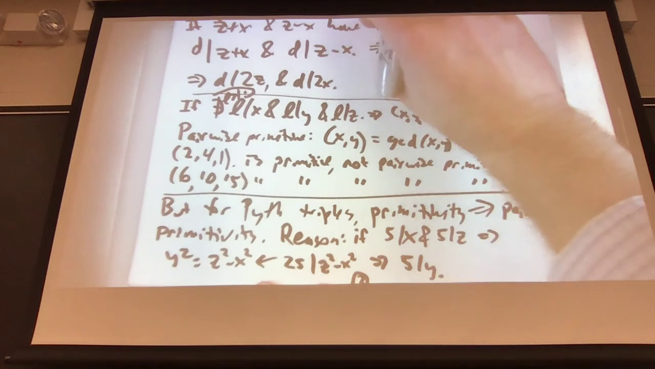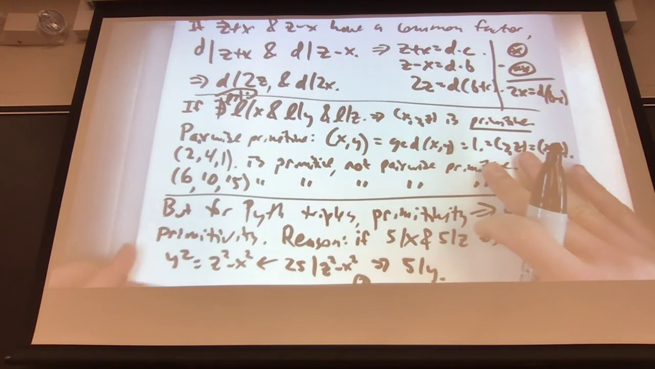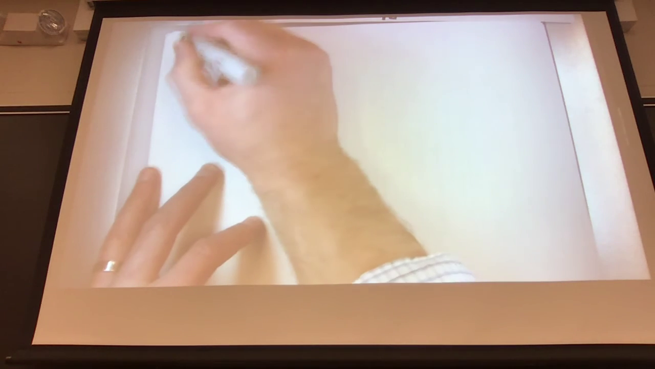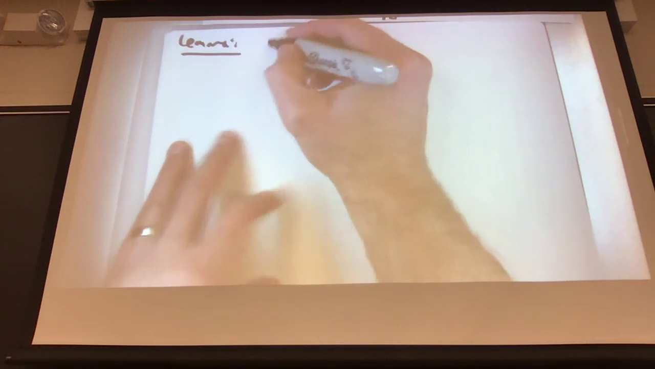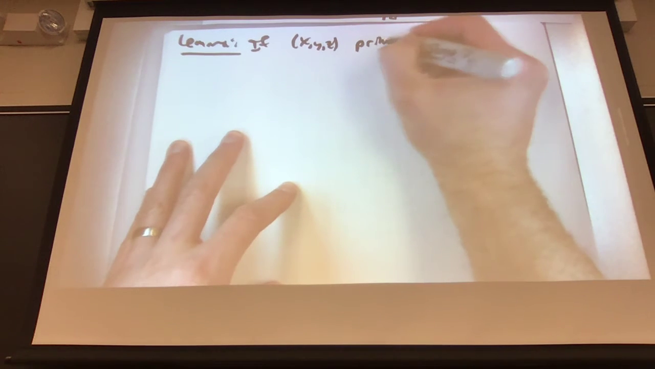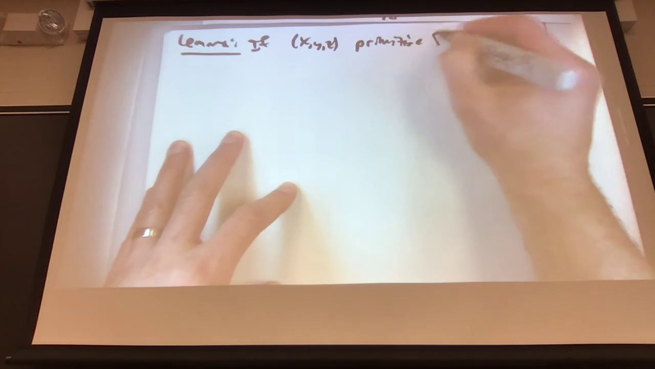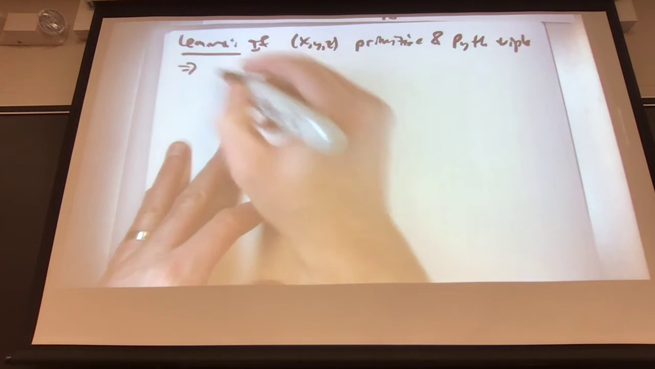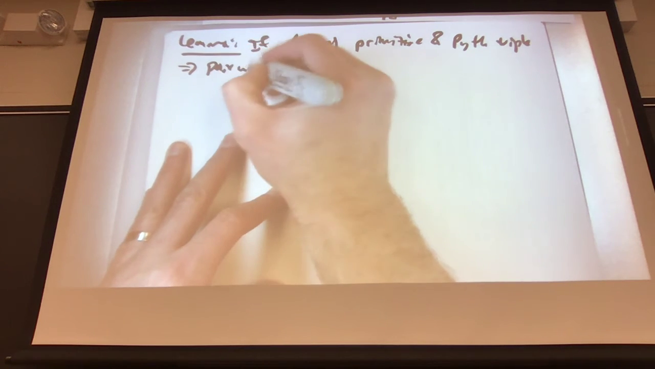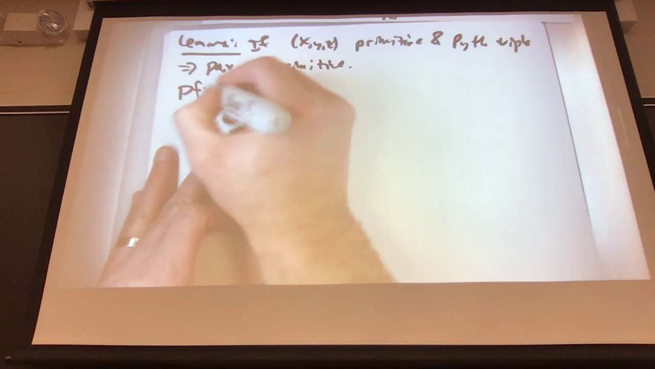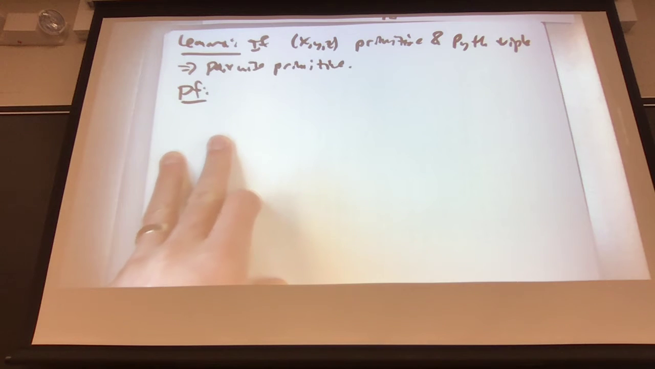Let's write that down. What we've shown, maybe it's worthwhile even to make it a lemma. Lemma. If x, y, z is a primitive Pythagorean triple, then pairwise primitive. And for the proof we can prove the contrapositive.